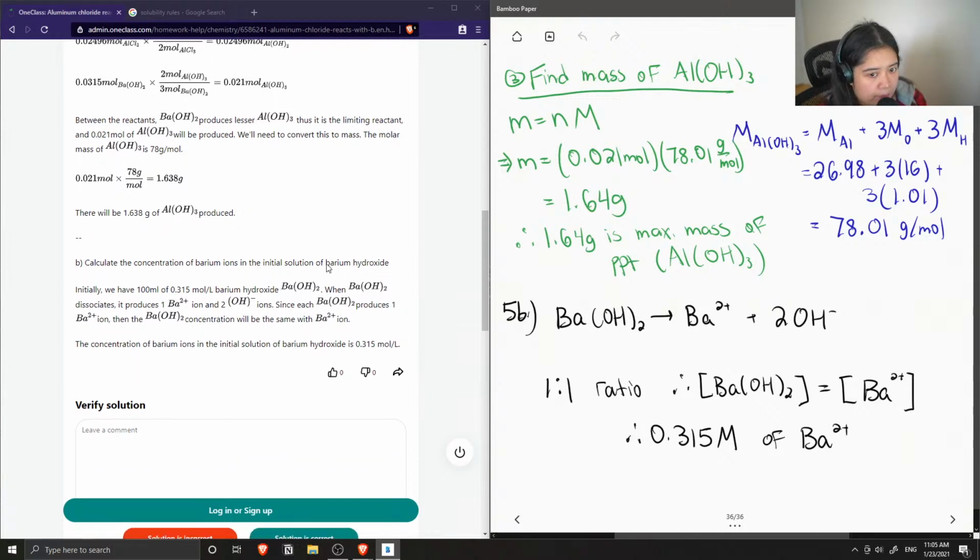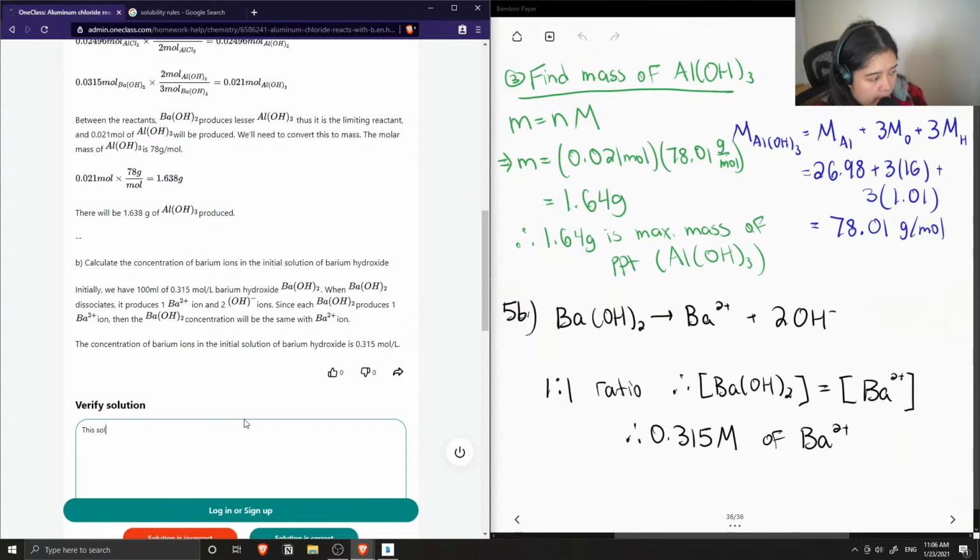Yep. And now calculate the concentration of barium ions. So initially we have 100 mL of 0.315 moles per liter barium hydroxide. And they said that you produce 1 barium ion for every 1 barium hydroxide, so it's just going to be the same concentration. So this solution is correct.